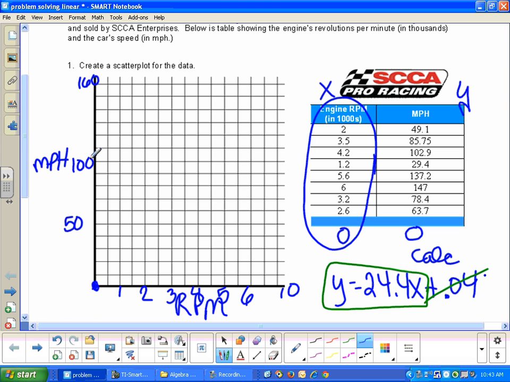Because then I have to be exact. Now, when you put this in your calculator window, you could put the numbers, actually the low and the high for each one, and see your graph. So if we plot a couple of these, I know that 0, 0 makes sense. We also can say, okay, we have 2 and 49.1, 6 and 147. I'm not going to put them all in here, but put a few. And let's see, 3.2 and 78.